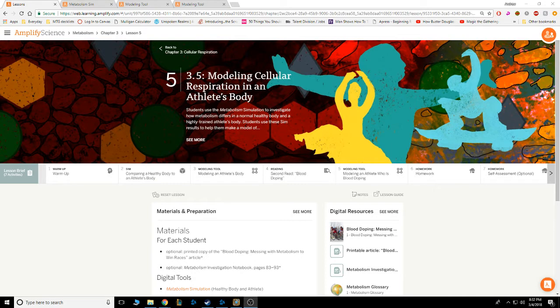Today we're going to look at modeling cellular respiration in an athlete's body. It's important to look at this because we've already compared what a healthy body looks like to unhealthy bodies. So now we're going to use that baseline of a healthy body to see how athletes have to train to affect their own body so that they can process more nutrients and become stronger and faster than most people.